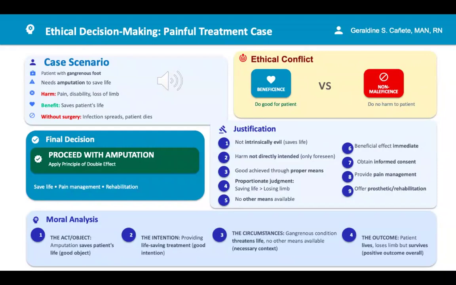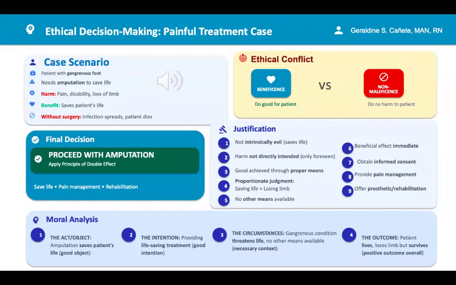Now, after careful consideration of all these factors, the medical team decides to proceed with the amputation. This decision is based on the belief that the benefits of saving the patient's life outweigh the harms of the procedure. However, this decision is not made lightly. It requires careful planning, open communication with the patient and their family, and a commitment to providing the best possible care. Now, here's the justification for that decision based on the principle of double effect.